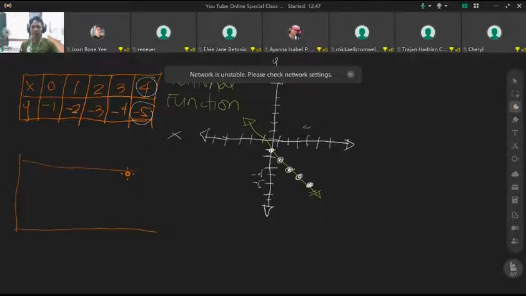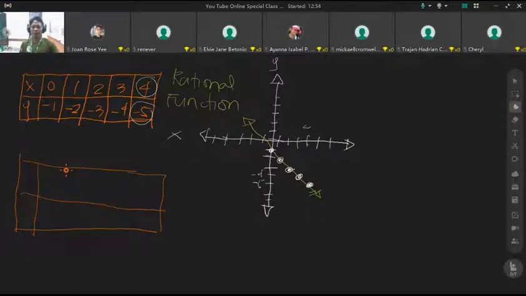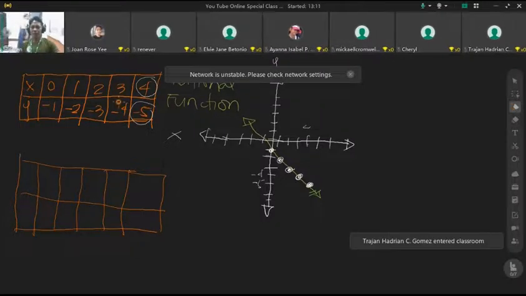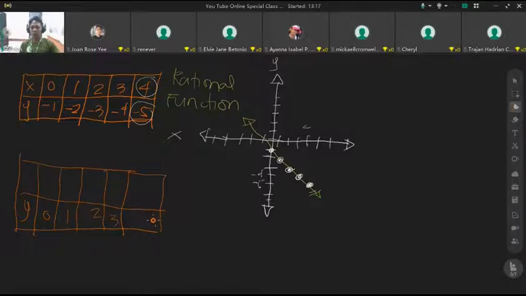To find the inverse given the table of values, just interchange. Just interchange the values of your x and your y. So from the original, these values of x will be already the values of your y. 1, 2, and 4. We have also negative 1 for x from this row, negative 1, negative 2, negative 3, negative 4, and negative 5.